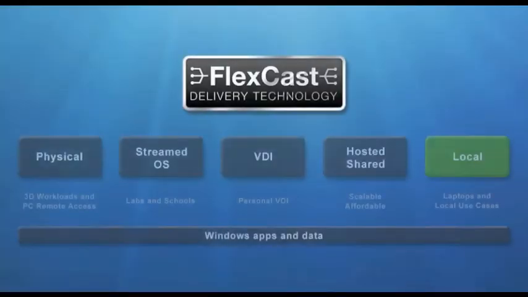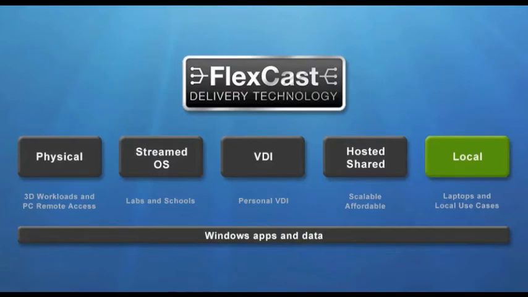Let's take a look at the Citrix FlexCast delivery model. The important thing to note about FlexCast is that you get all of the pieces to build the solution that best fits your organization, and unlike other solutions, you get this under a single license. With the addition of XenClient Enterprise to FlexCast, we're now able to take desktop virtualization to every user in every corner of your organization.